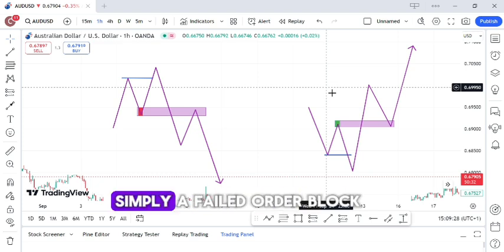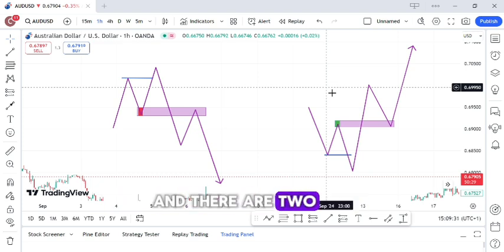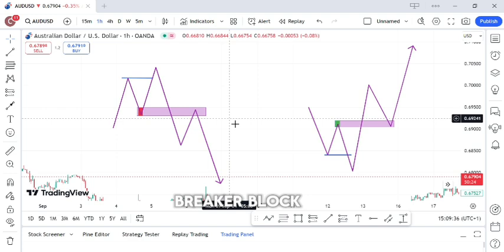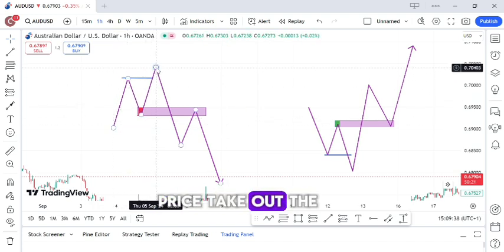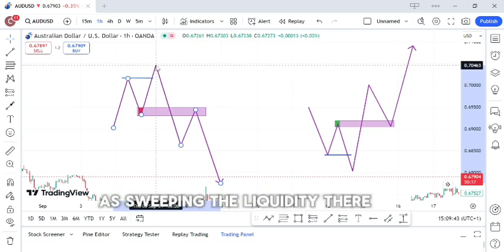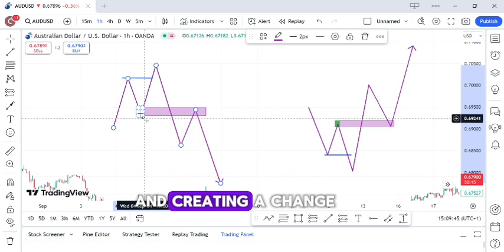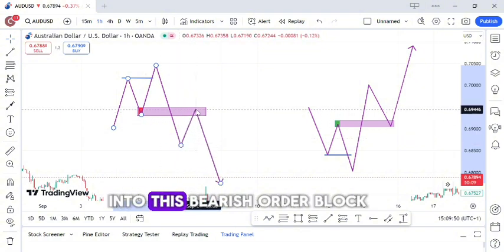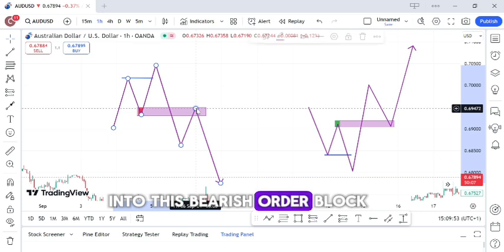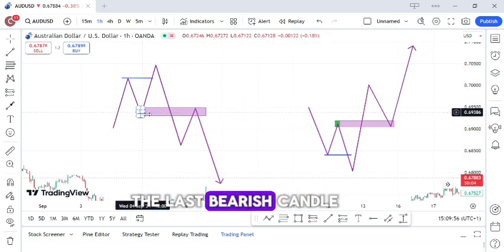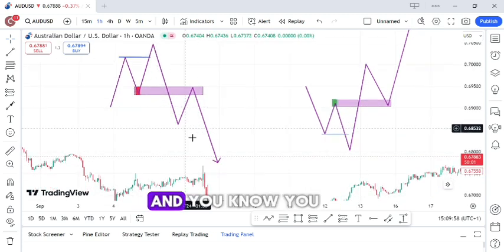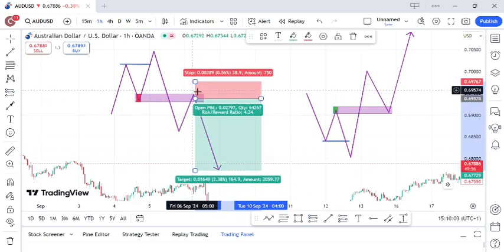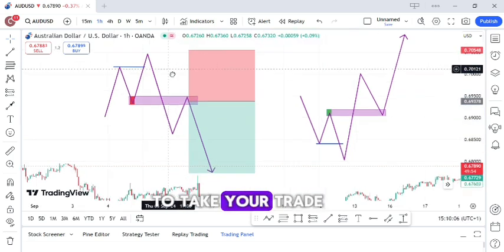A breaker block is simply a failed order block, and there are two types of breaker block: the bullish and the bearish. Now for the bearish breaker block, you want to see price take out the previous high, sweeping the liquidity there and creating a change of character, and you want price to trade back into this bearish order block. So the last bearish candle there is your breaker block, and you want to take your trade from here, and your stop loss will be above here.